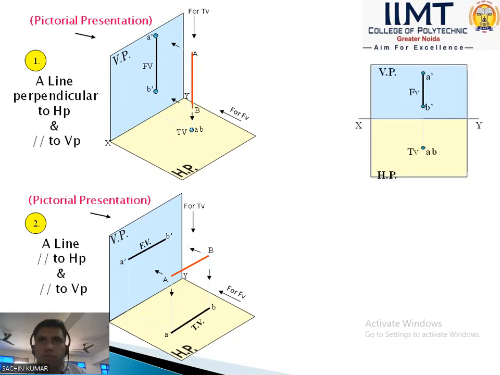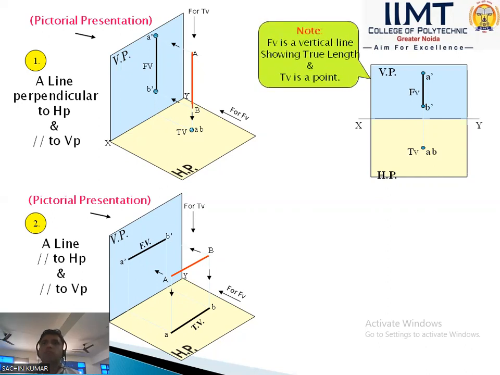In the first problem, the line is perpendicular to the horizontal plane, perpendicular to HP and parallel to VP. The front view is perpendicular to the XY line. In orthographic projection in engineering drawing, we draw the XY line. Front views always go above the XY line, A dash B dash, perpendicular to the XY line. That front view is a vertical line, so it shows the true length. The top view is a point.